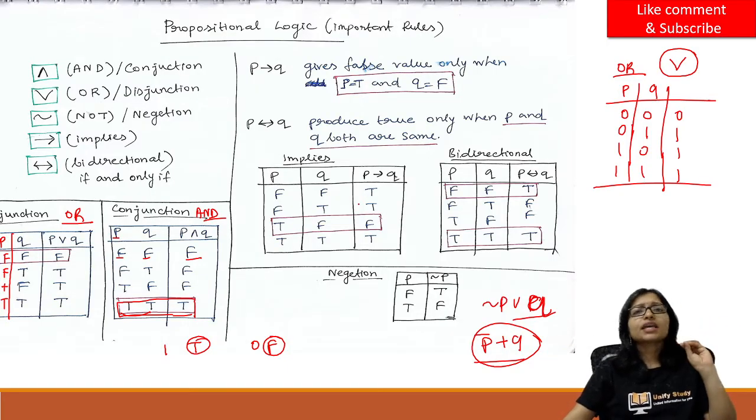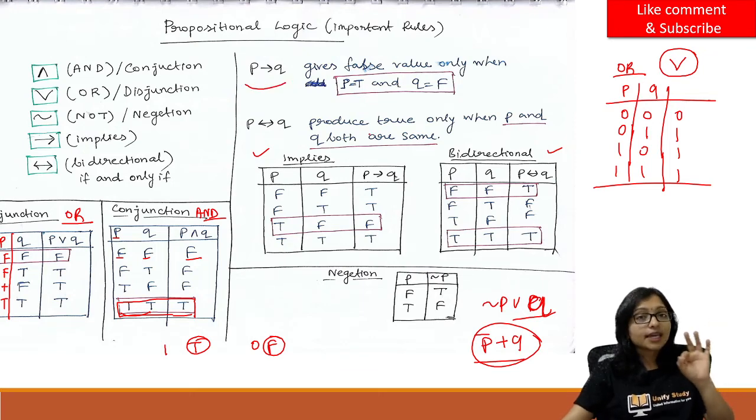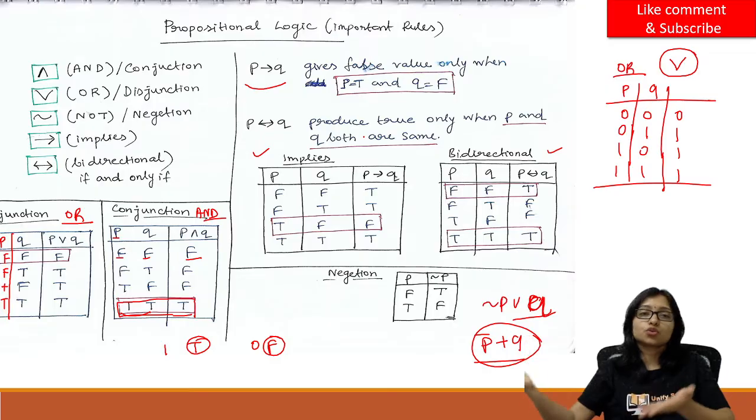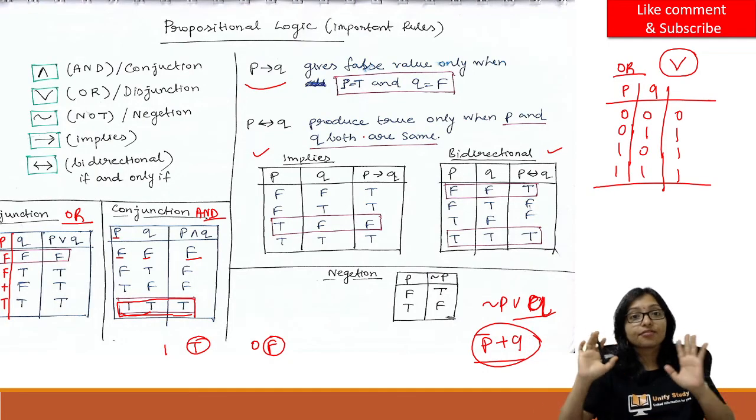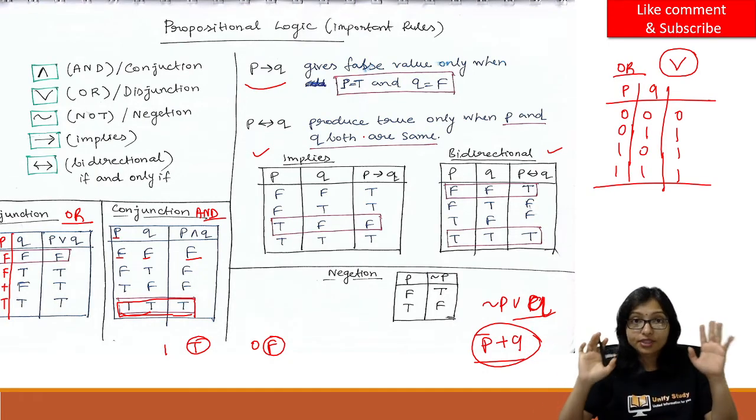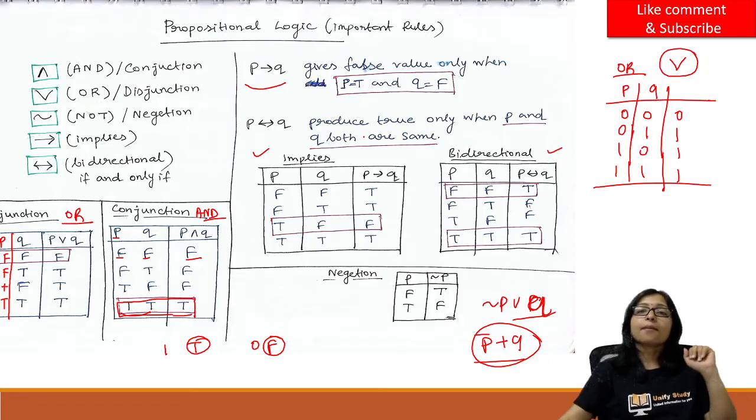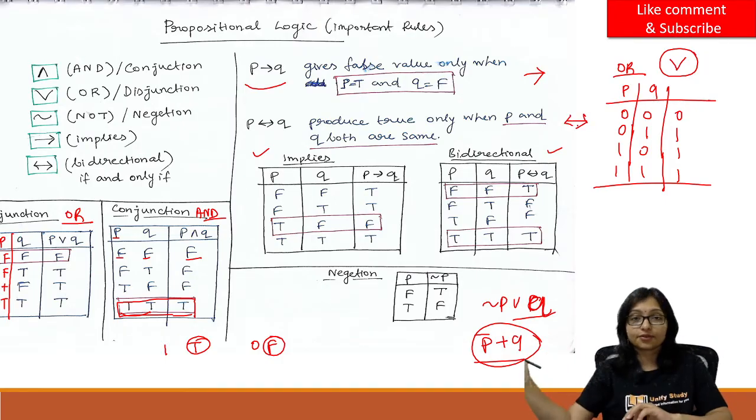So here is something extra also. What is not there in digital logic? That is the implication and the bidirectional. Implication means P implies Q, meaning if P is true, then Q is true. That type means if-then. When we say if-then, we apply the implication symbol. What is double implication? Double implication is like if and only if.